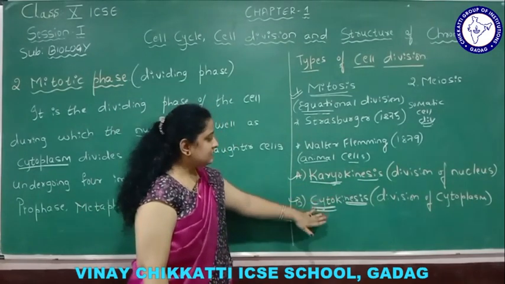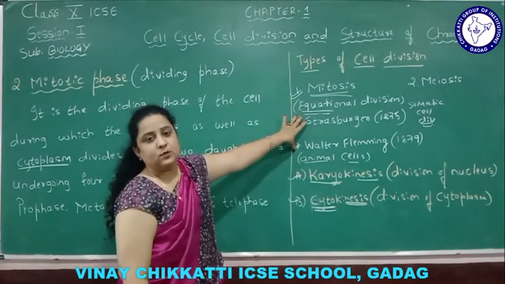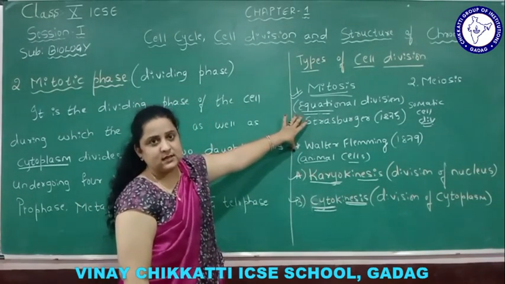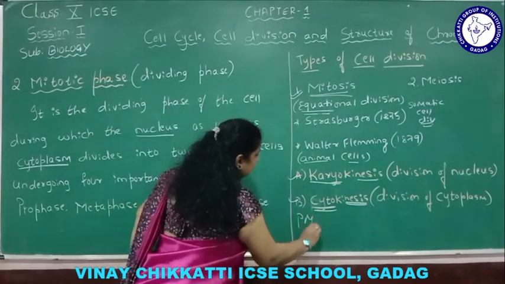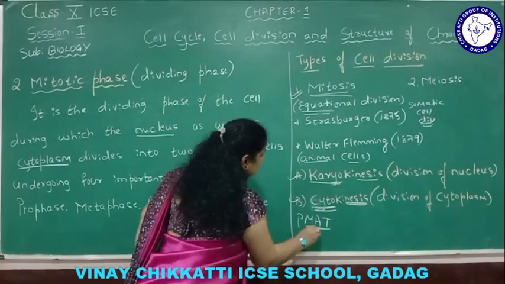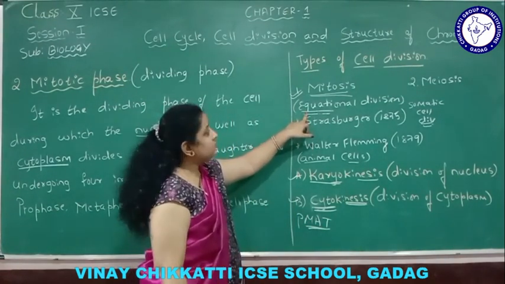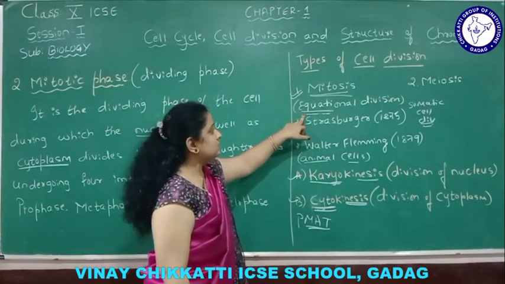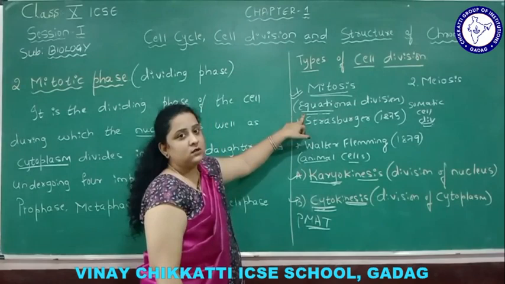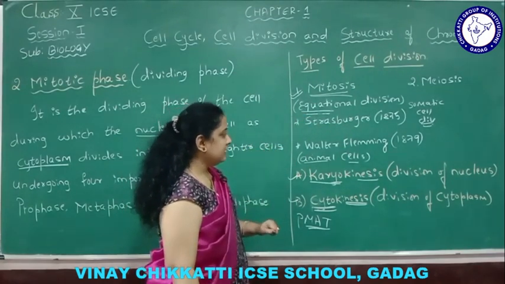The question may be asked as, name the stages of mitosis. Prophase, metaphase, anaphase and telophase. And the question also may be asked as, why is it called equational division? It is a very important question, because here the chromosomes are equally distributed to the daughter cells. And it is also called somatic cell division.